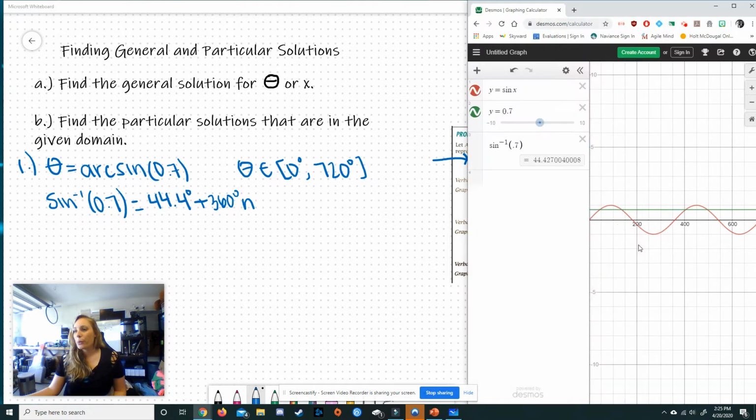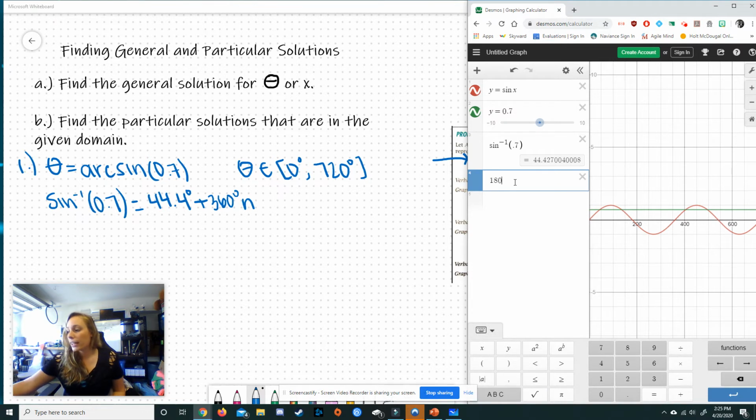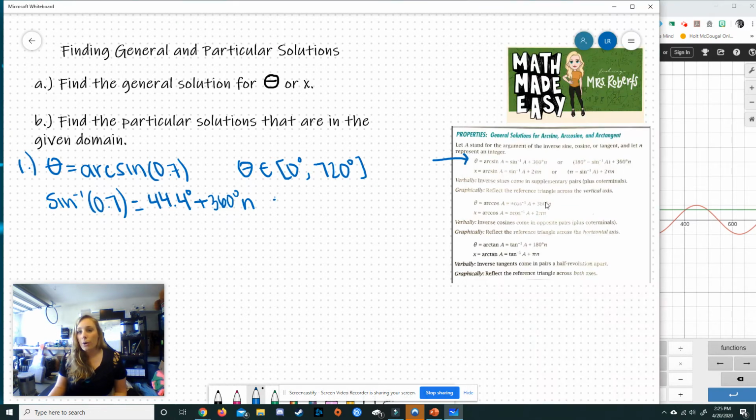So let's go ahead and say, what is 180 minus 44.427? We're going to get about 135.6 degrees. And so we'll write that right here. Or, because that's what it says right here, or 135.6 degrees plus 360n. That is the general solution.